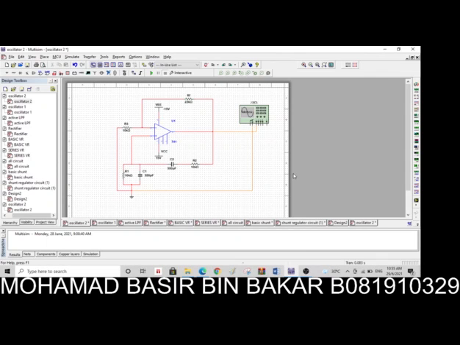Assalamualaikum. My name is Muhammad Basir bin Bakar. Today I will explain about oscillator 2, a Wien bridge oscillator type. The values given are a resonant frequency of 20 kHz and a DC supply VCC of plus minus 15 volt.